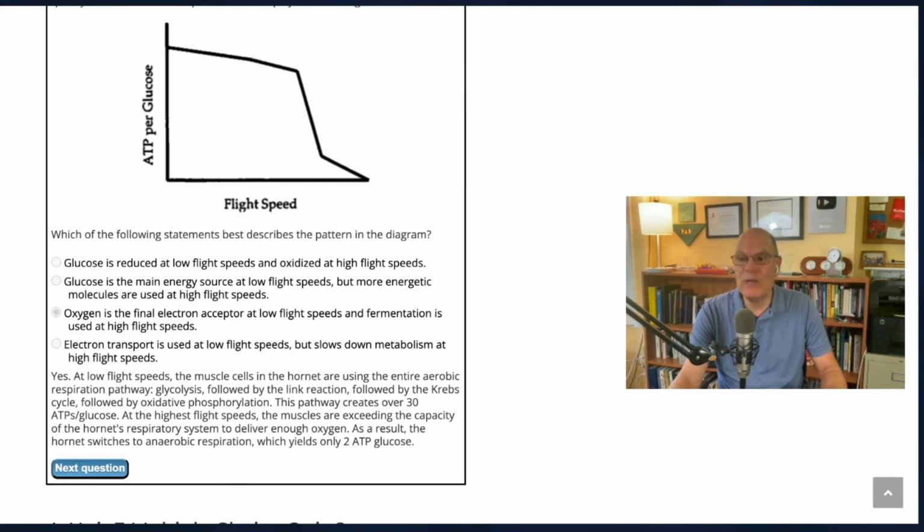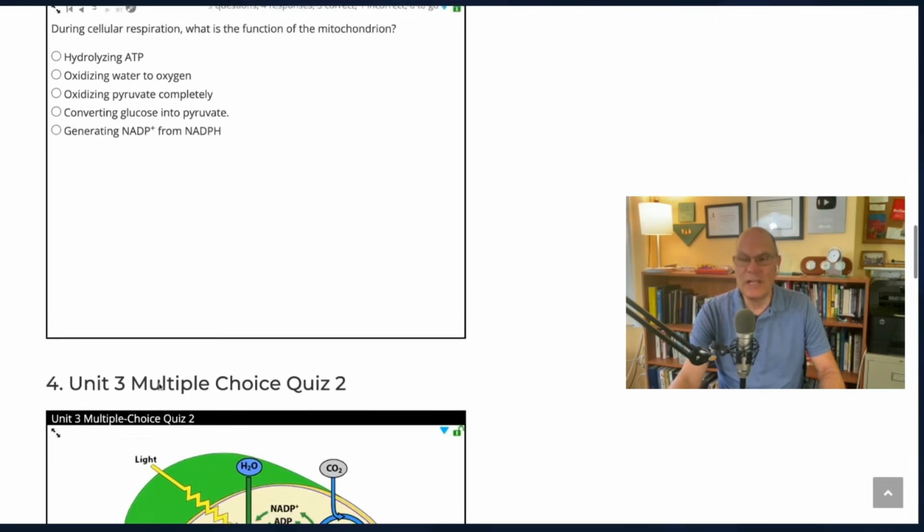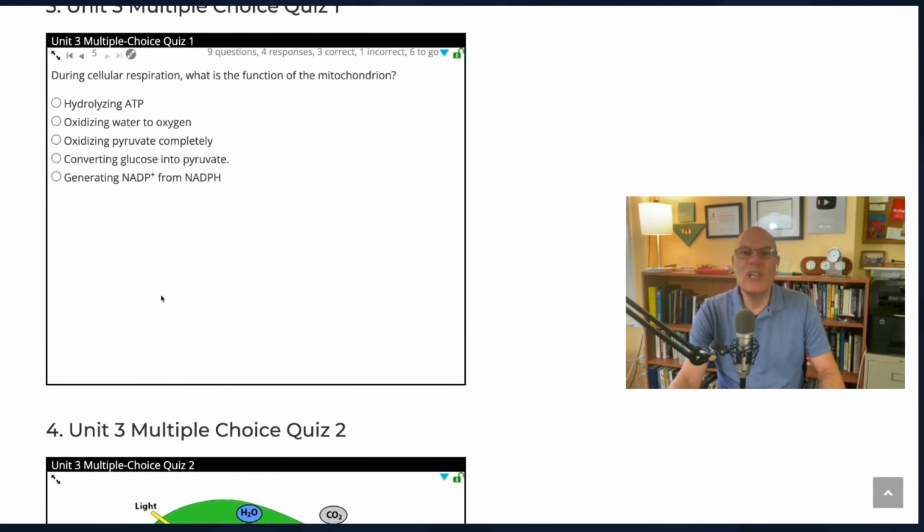This pathway creates over 30 ATPs per glucose. At the highest flight speeds, the muscles are exceeding the capacity of the hornet's respiratory system to deliver enough oxygen. As a result, the hornet switches to anaerobic respiration, which yields only 2 ATP per glucose. Next question. During cellular respiration, what is the function of the mitochondrion? The first choice is hydrolyzing ATP. The second is oxidizing water to oxygen.